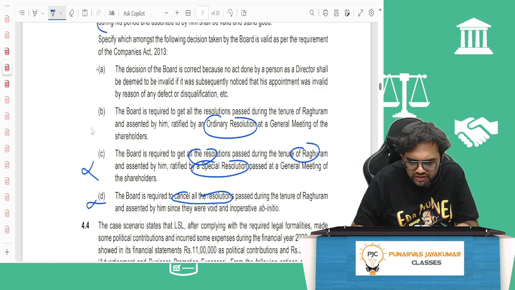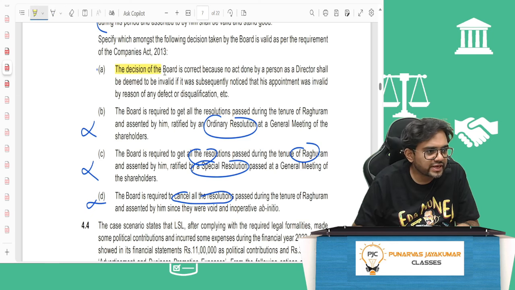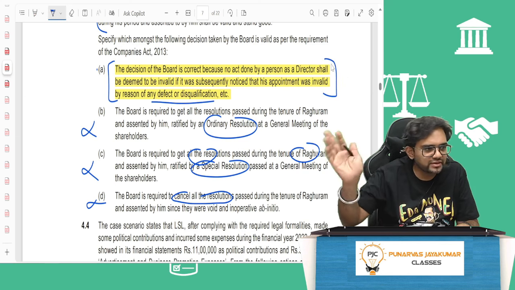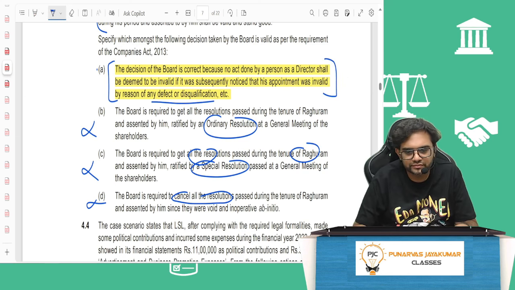Ordinary resolution ratification? There is no concept of ratification anywhere in the law now because of this. The decision of the board is correct, because no act done by a person as director shall be deemed to be invalid if it is subsequently noticed that his appointment was invalid, due to defect or disqualification. And the day I come to know it is invalid, from that day, get out. Over.